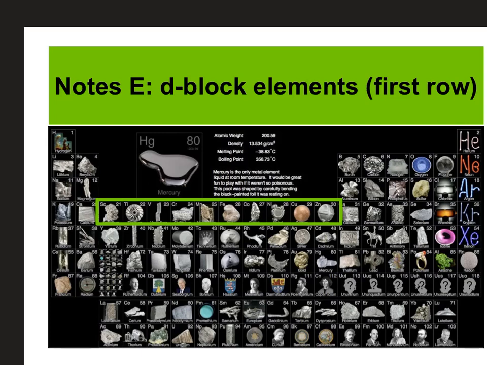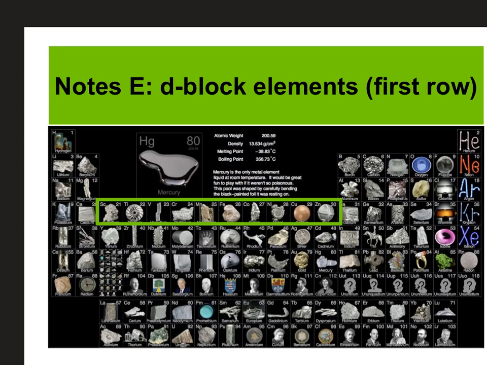In Chapter 3, Notes E, we're going to talk about the transition metals. We're going to go over some specific properties that are unique just to these transition metals. And so that we can go into some more detail, we're going to focus on only the first row, these first 10 specific elements.